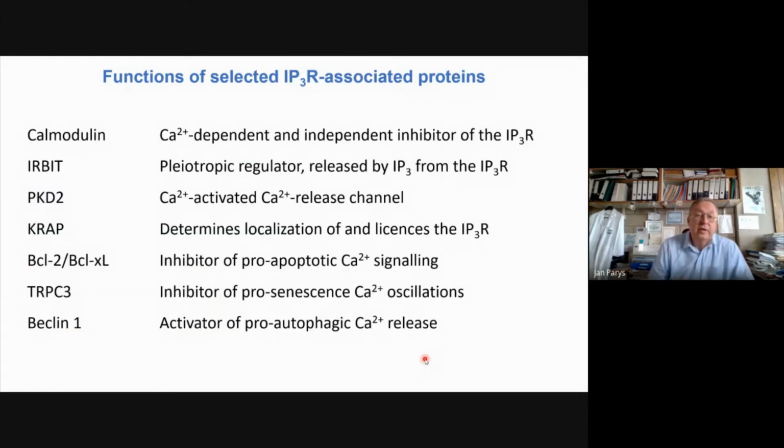And I give here just a few examples of various proteins which have been studied to a greater or lesser extent in our group. And these different proteins, as you can see, all have different functions, different roles. Calmodulin can have calcium-dependent and calcium-independent effects on the IP3 receptor. Pyruvate can be released by IP3 from the IP3 receptor and perform a regulatory function on other channels. Polycystin 2 can be activated by the IP3 receptor, and so on and so on. We have proteins performing all different kinds of functions on the IP3 receptor.